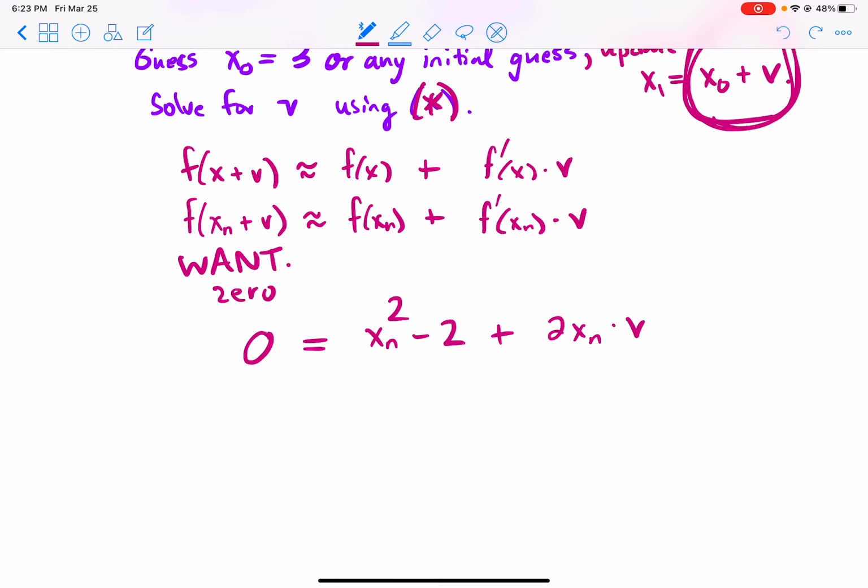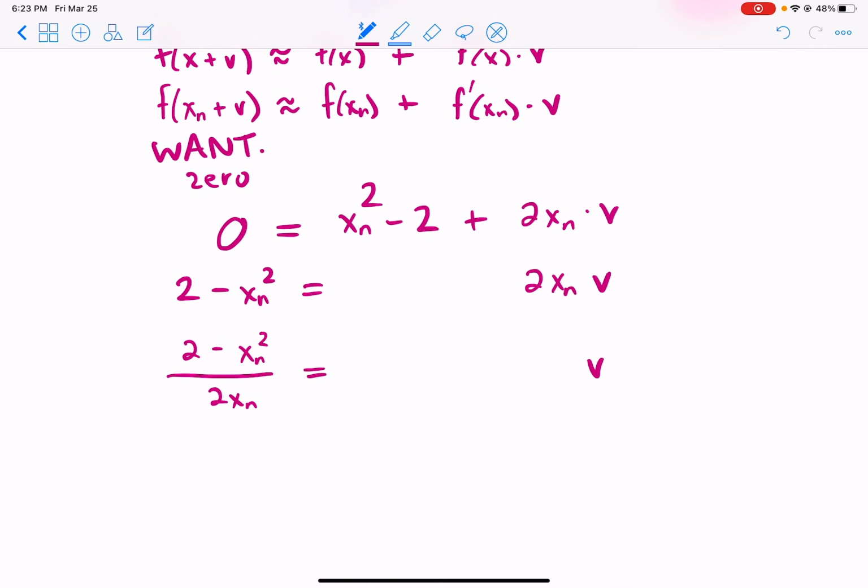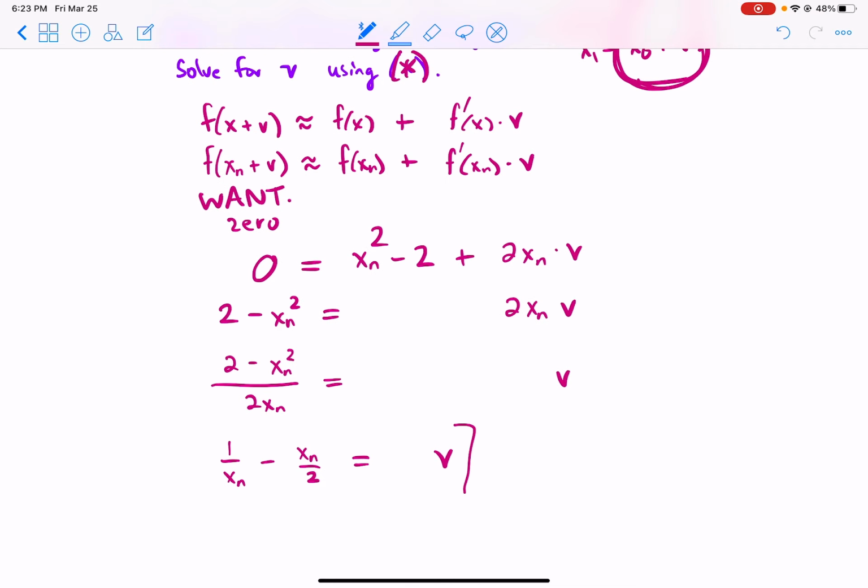Let's bring these over to the other side. So I get 2 minus xn squared equals 2xn v. I divide both sides by 2xn. I'll get 2 minus xn squared over 2xn equals v. Okay, and I guess I can divide this through. 2 divided by 2xn is 1 over xn. xn squared divided by 2xn is xn over 2. Okay, that looks pretty good.